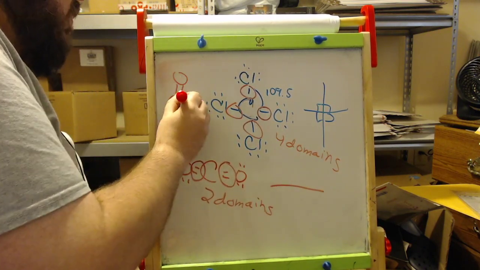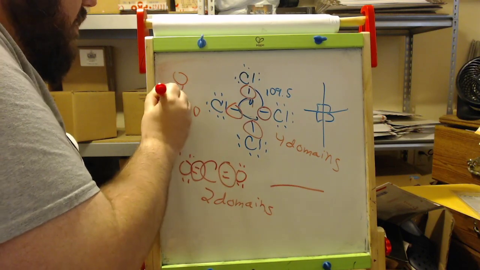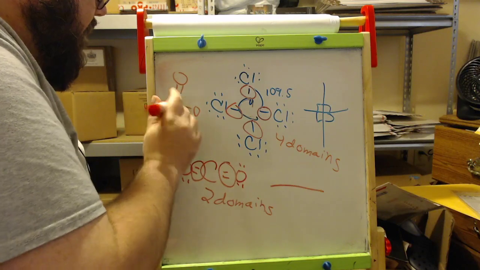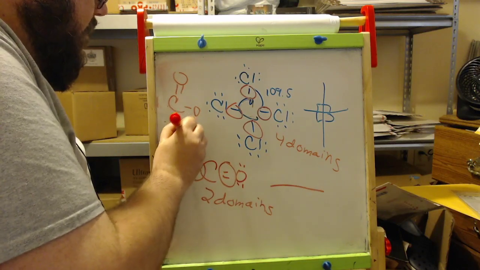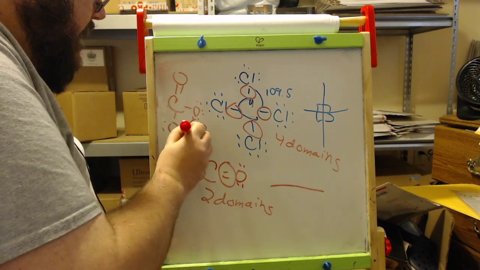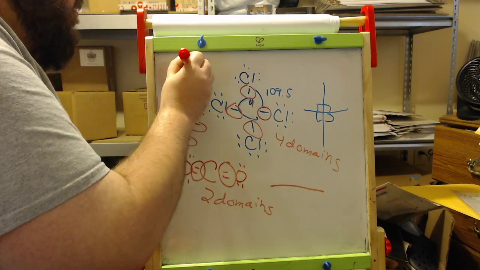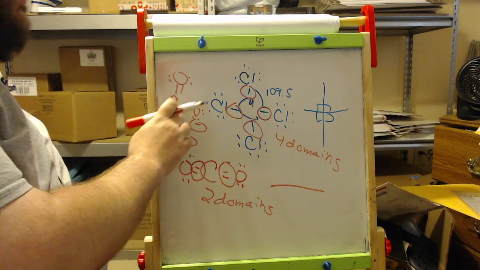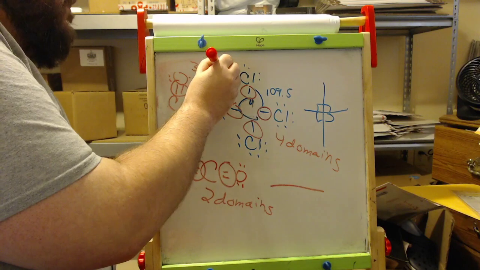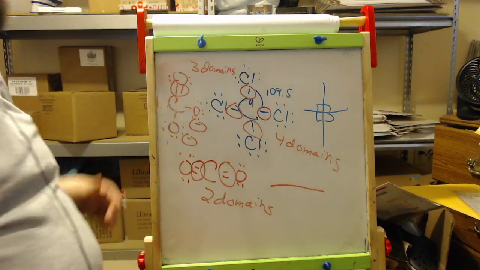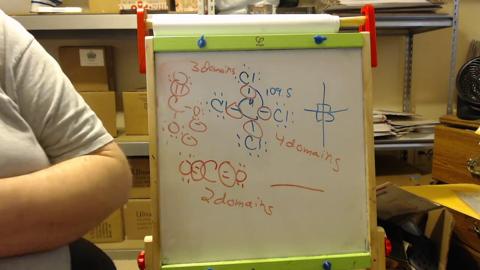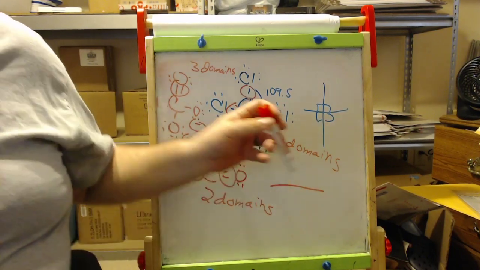CO2, carbonate is what I was trying to say there. Okay. Carbonate has three domains. 1, 2, and the double bond counts as 3. 3 domains. Okay? Tetrahedral, linear, 3 domains, trigonal planar. We don't have to worry about bent anymore.